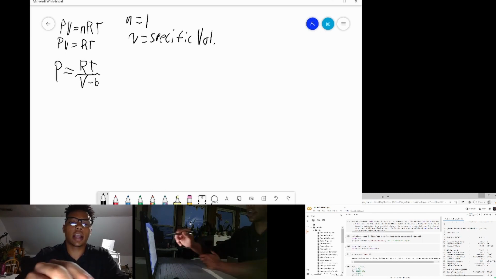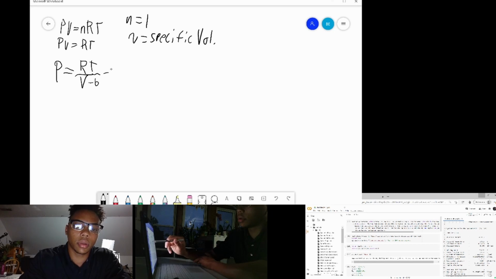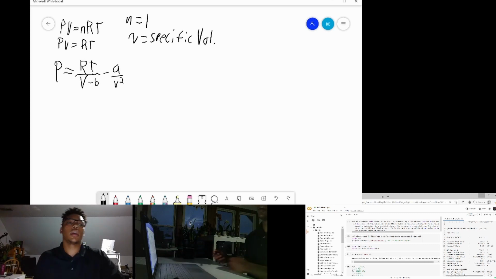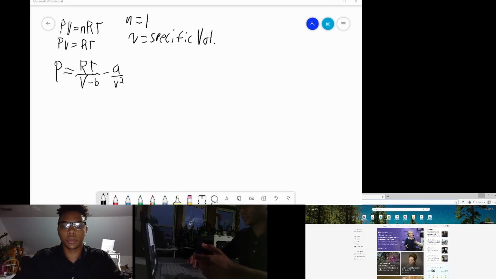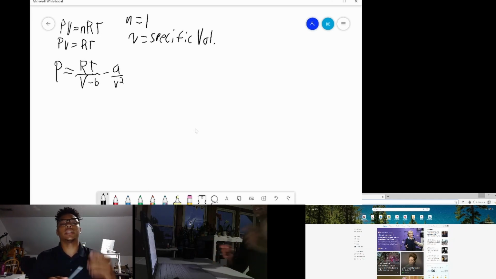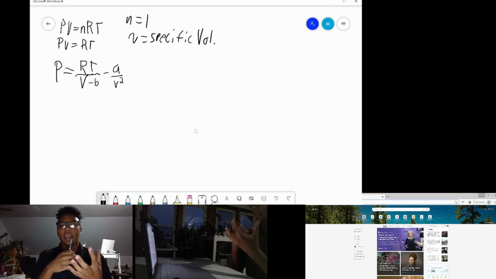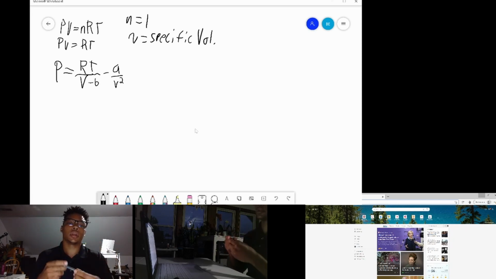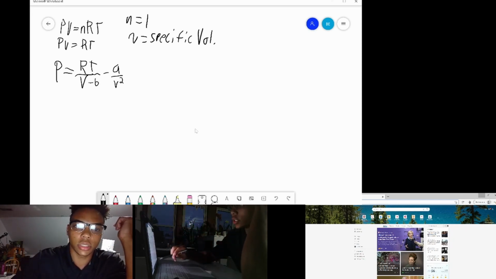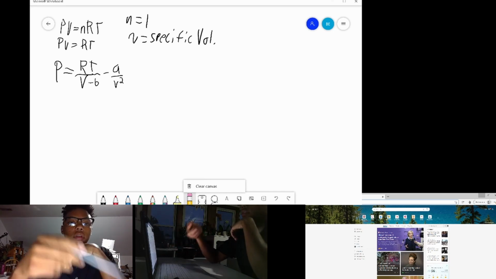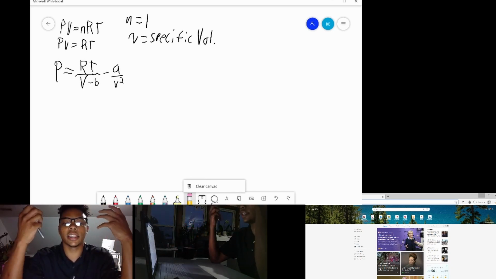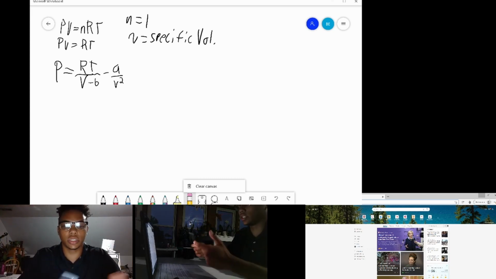Our next constant is actually going to be minus A over V squared. And what our A is going to do, it basically just gives us a correction for the different interactions between our molecules within our volume. So from here, I'm going to rewrite all this, because what we have here is our equation of state, which is PV equals RT for a specific volume and a specific mole ratio, which is just 1.